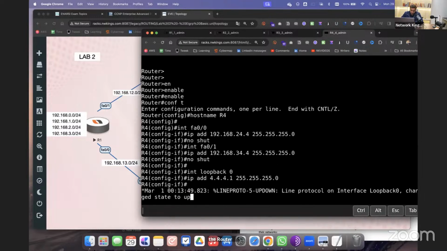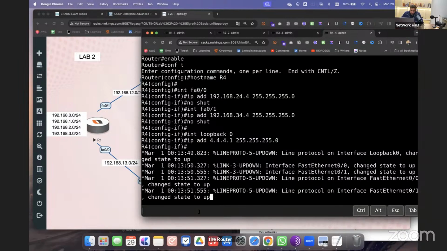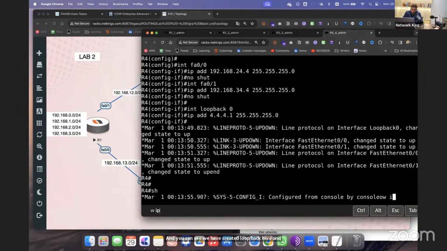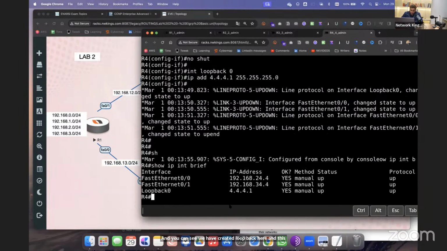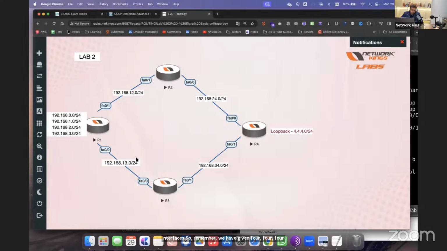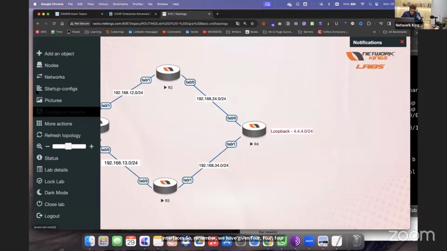And you can see we have created the loopback here. How many interfaces does this router have? Three: two physical interfaces and one virtual interface. So remember, we have given 4.4.4.1. Now tell me, do you think we will be able to ping from router one?